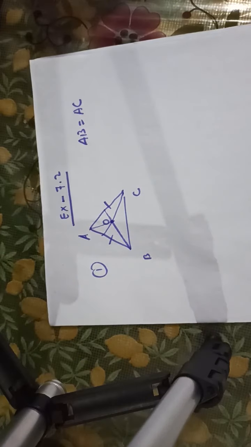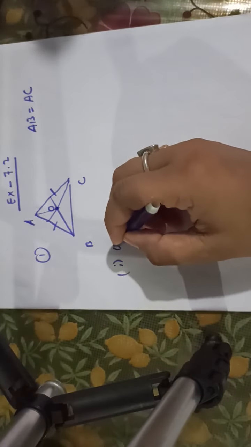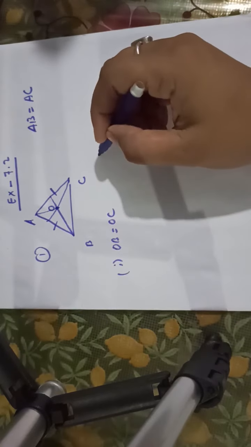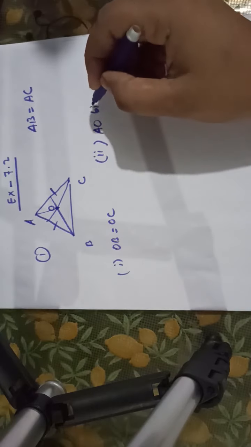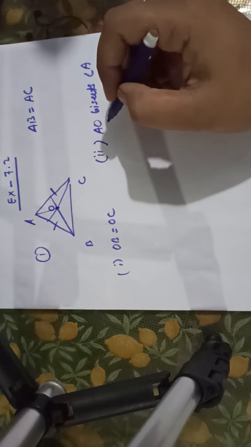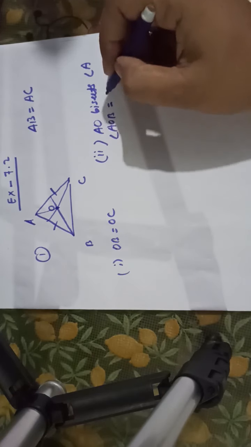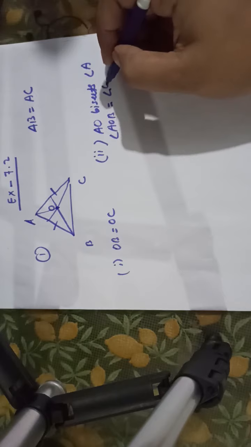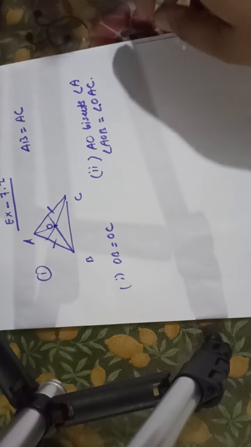So what we need to do is, in the first part you have to prove that OB is equal to OC, and in the second part you are asked to show that AO bisects angle A. What do we mean by that? AO bisects angle A means angle AOB must be equal to angle OAC. This is the proof we have to do.